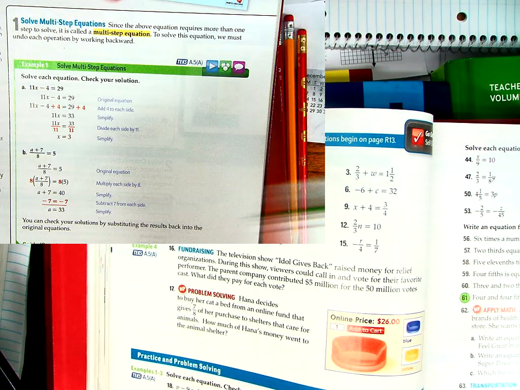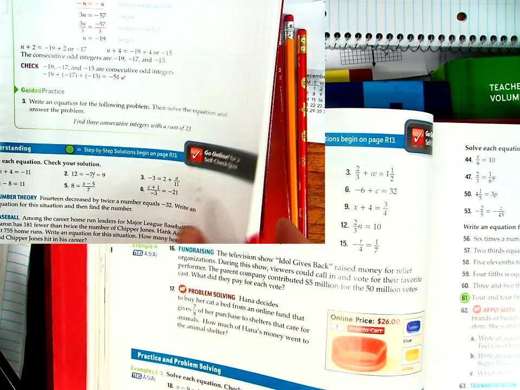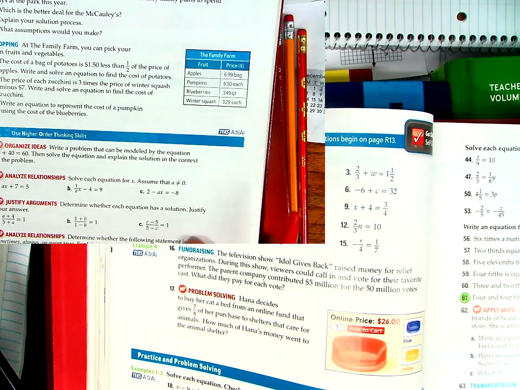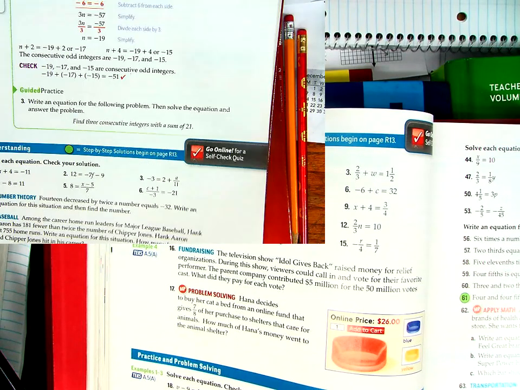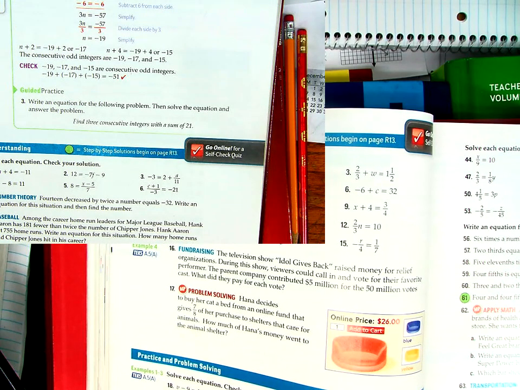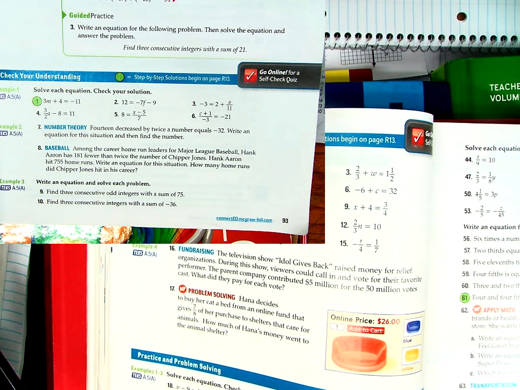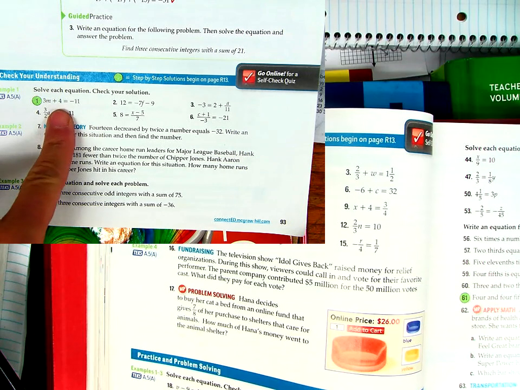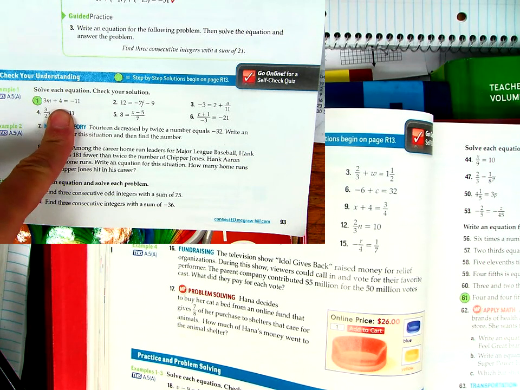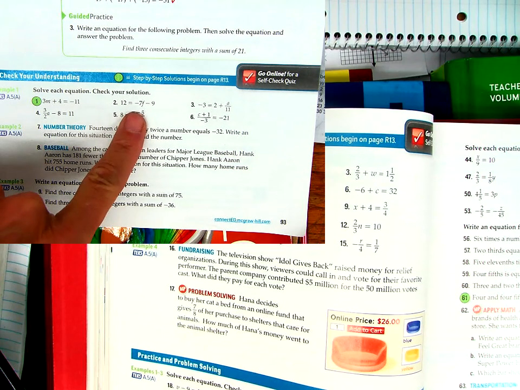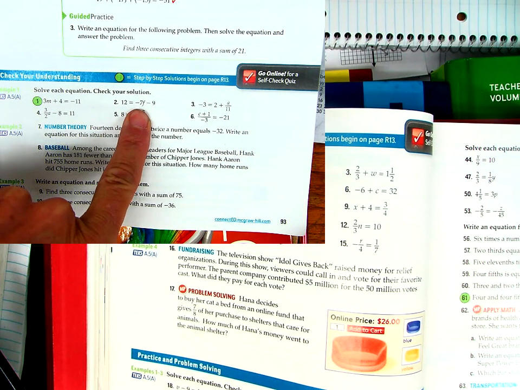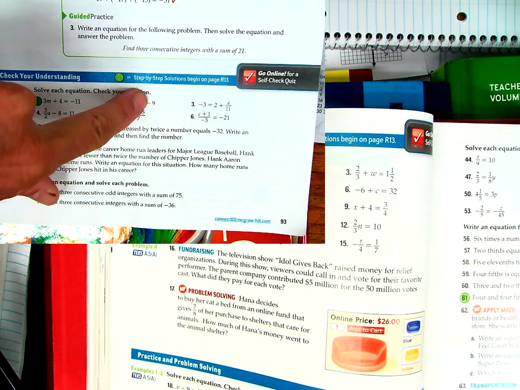All right. Here we go. Page 93. On number 1, which operation would you do first? You have multiply and add. You take care of the addition first. How about on number 2? You take care of this subtraction first. It's not being locked in by anything.